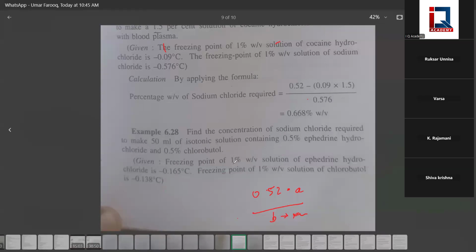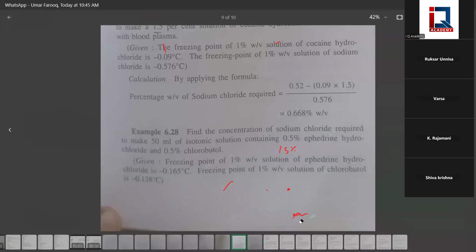Okay, if I am changing this question, instead of 0.5% ephedrine, I am taking 1.5% ephedrine. What will you do? You will multiply this 0.165 with 1.5, because you are increasing the freezing point to the level of the concentration given here. Okay? You check this value and adjust those values. That is important in the freezing point adjustment method.